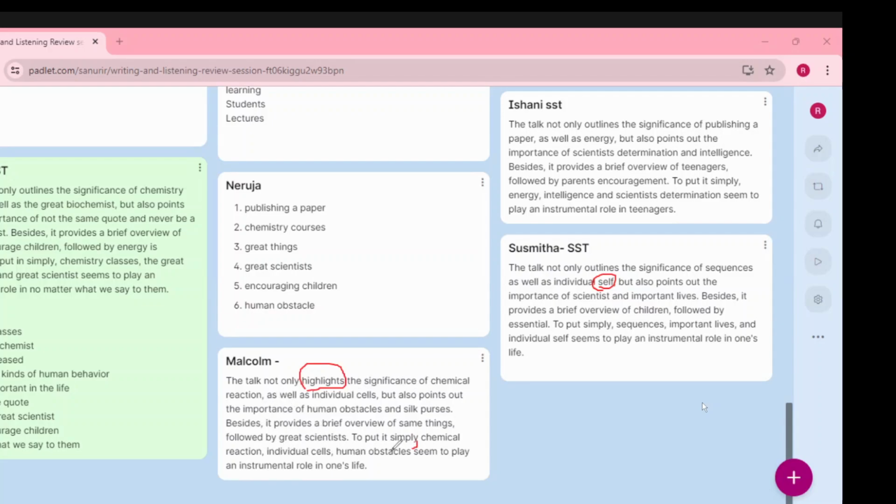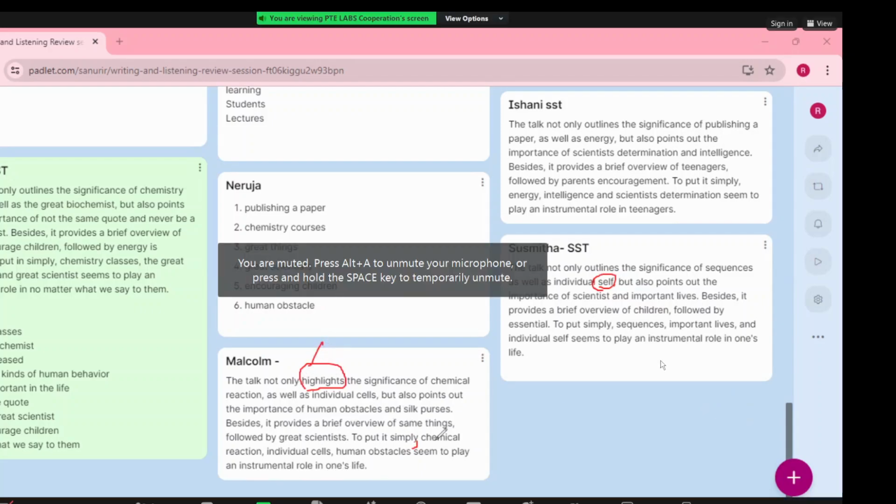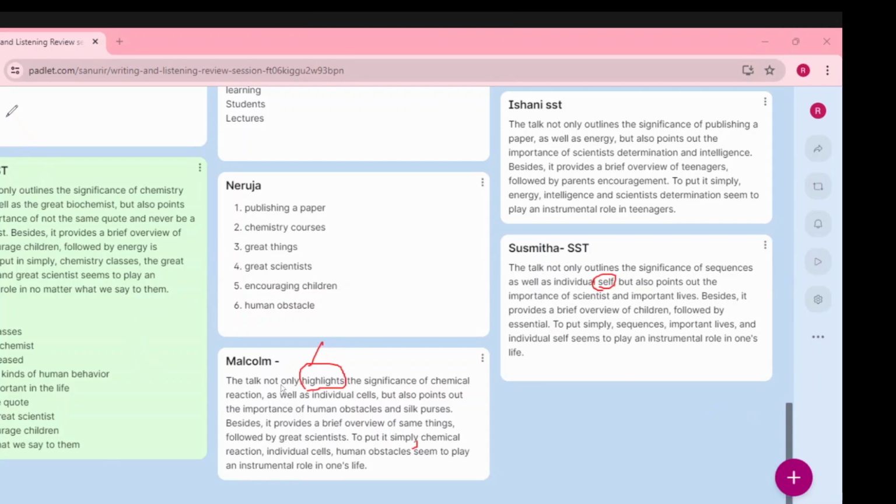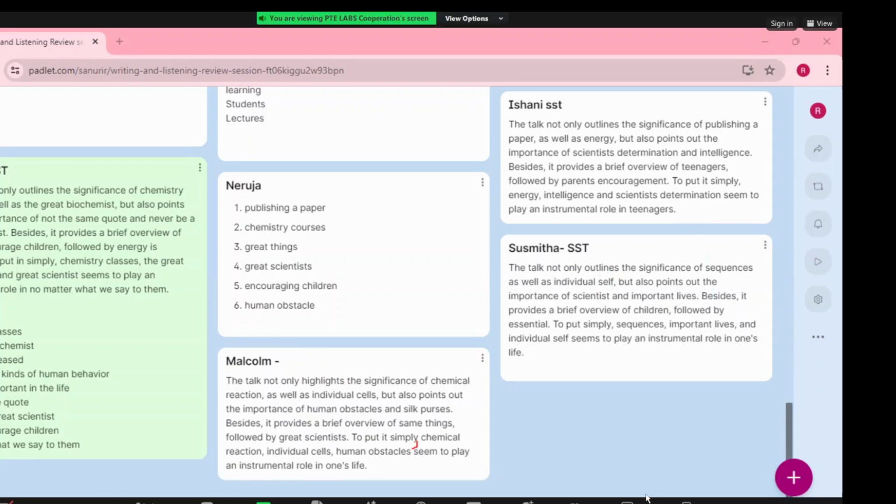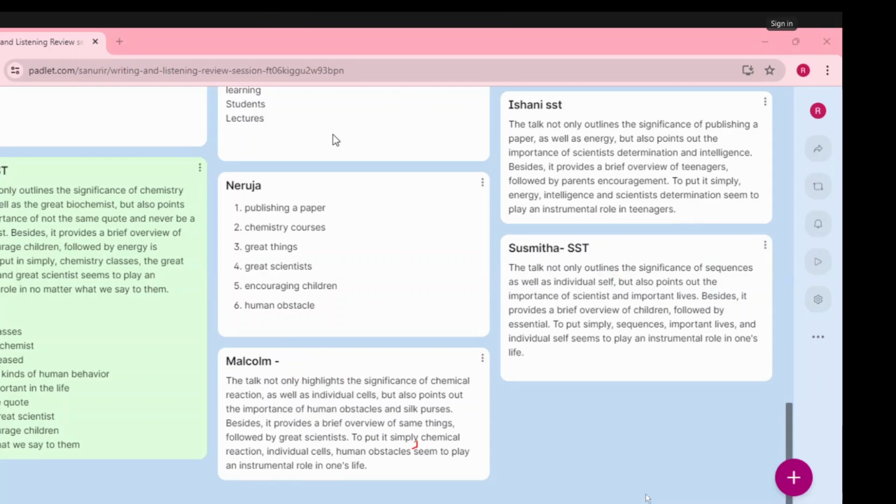Okay, individual cells, human obstacles seem to play an instrumental role in one's life. Perfect. All the others are correct. Work on this mistake. And then you have to add a comma here, Malcolm. Other than that, good. Okay, so we'll go to Teacher's question. My one, one, where is it? Green. Here, right? Okay, sorry.